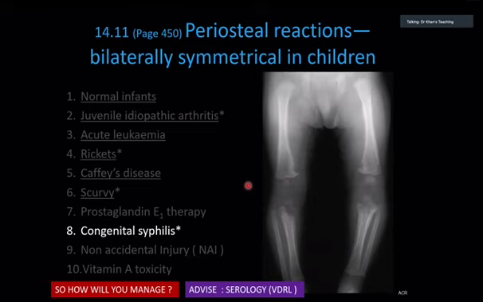What are you going to advise? You are going to advise serology, VDRL, etc. So this is how you have to tackle these kinds of cases.